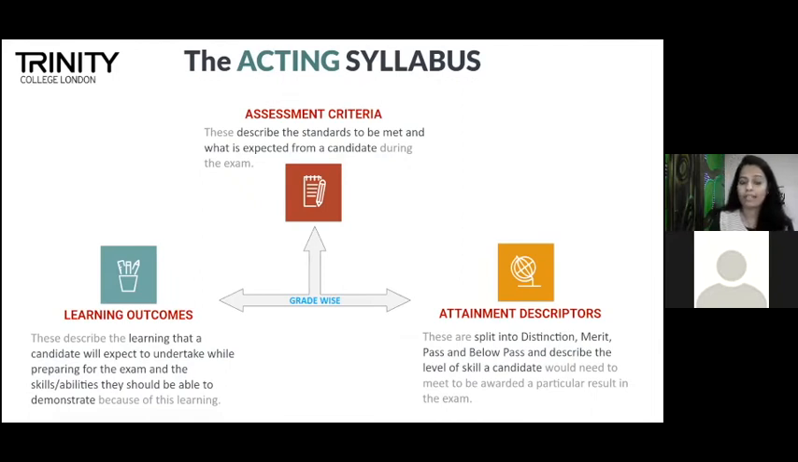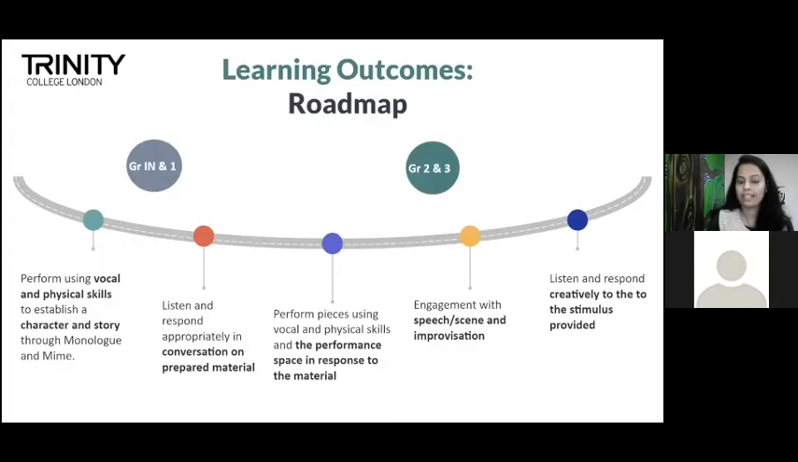Learning outcomes, assessment criteria, and the attainment descriptors. All of it is mapped grade wise, and you will see how they are mapped, how the progression is very incremental. It doesn't jump suddenly. It's a very slow process, and it's studied in such detail by the panel who made the syllabus that it doesn't seem to be a starkly different jump. It's a very progressive jump and a map which is very smooth. So let's get into the learning outcomes roadmap.